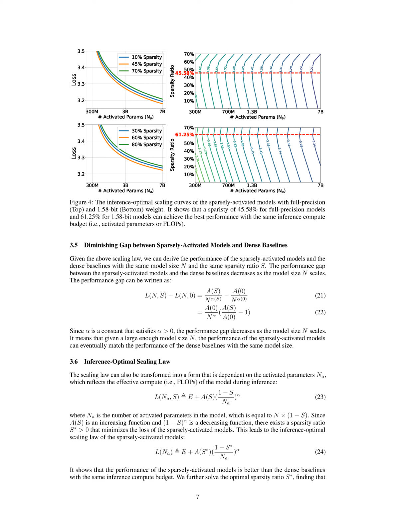Section Summary. In this section, we demonstrate that the performance of sparsely activated models adheres to an exponential scaling law relative to the sparsity ratio, indicating that as model size increases, the performance gap between these models and dense baselines diminishes. We also establish an inference optimal scaling law, revealing that a sparsity ratio of approximately 45.58% maximizes performance efficiency during inference, and we validate our findings through experiments comparing Q-Sparse models with dense baselines.